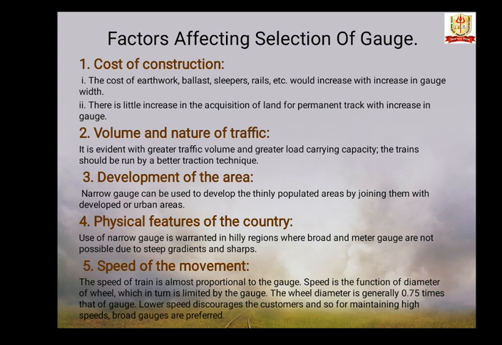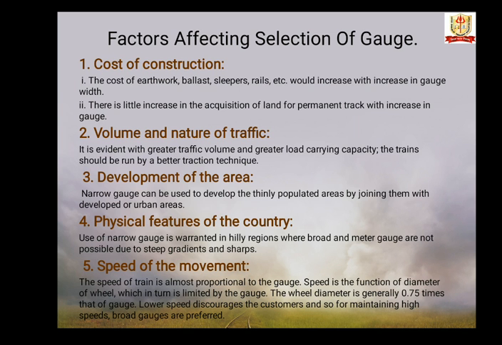Next is volume and nature of traffic. It is evident that with greater traffic volume and greater load carrying capacity, the trains should be run by better traction techniques. Next is development of area. Narrow gauge can be used to develop thinly populated areas by joining them with populated or developed urban areas. Then physical features of the country. Use of narrow gauge is warranted in a hilly region where broad and meter gauge are not possible due to steep gradient and sharpness.